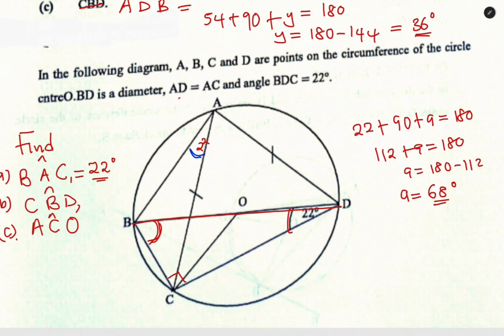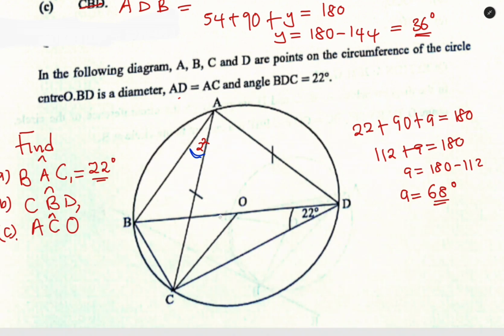But alternatively, to find CBD, this part here, we can also use the property for angles at the center, that is twice the angle on the circumference.